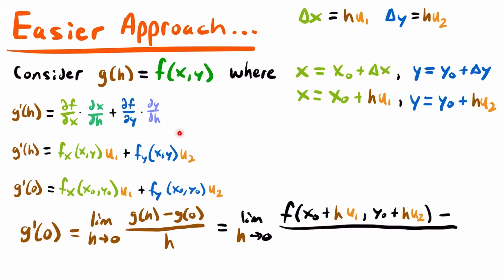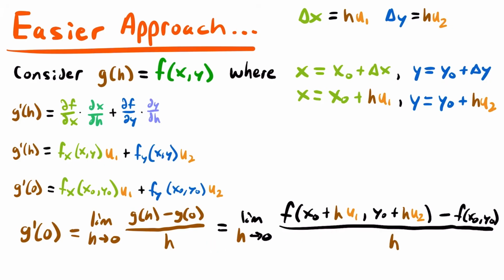And if you plug 0 into this function, you would have to first plug it into these definitions for x and y. If h is 0, these two terms are 0. So x is just equal to x sub 0, and y is just equal to y sub 0. So in other words, g of 0 is just equal to f of x sub 0, y sub 0. All right, and then we're dividing that by h.